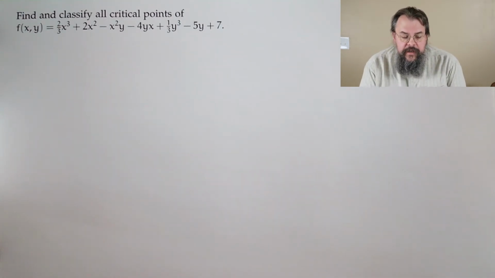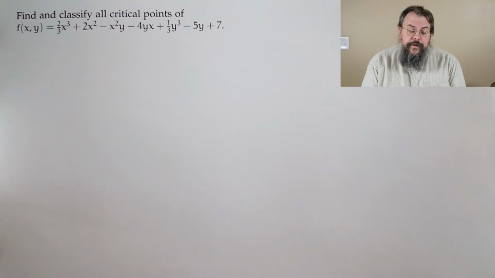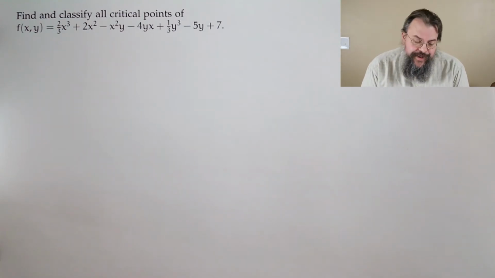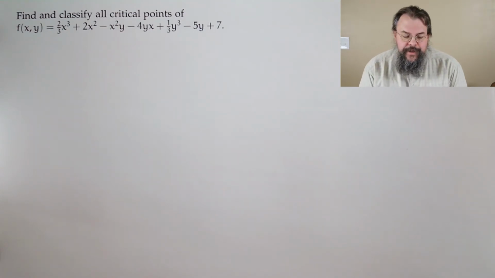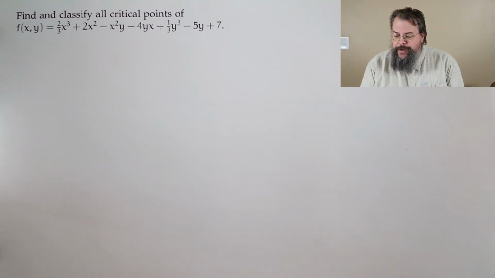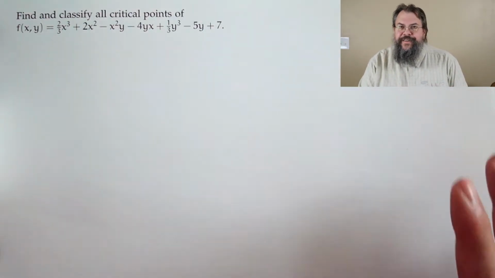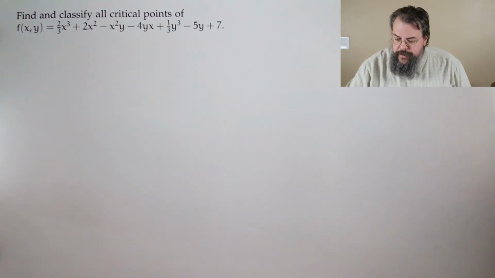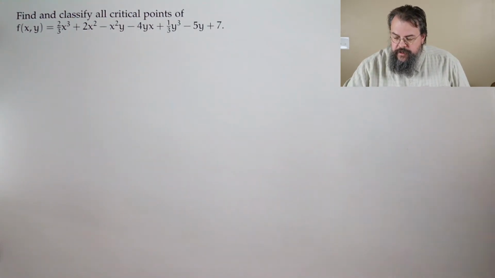Find and classify all critical points of a very long expression: 2/3 x cubed plus 2x squared minus x squared y minus 4yx plus a third y cubed minus 5y plus 7. Wow. Well, thank goodness we got a lot of paper here, right? So that we're not going to run out of space. We hope.